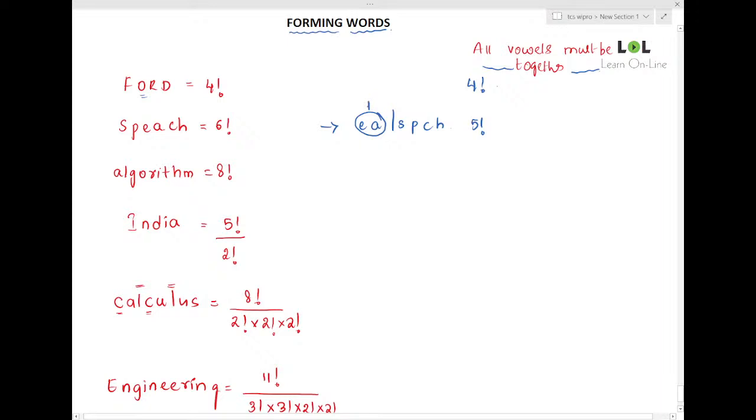Done. But we are not yet done with the final solution. Still, I can rearrange vowels among themselves. 2 vowels, 2 factorial. That will be my answer. Let us look at another example. What do we have here?